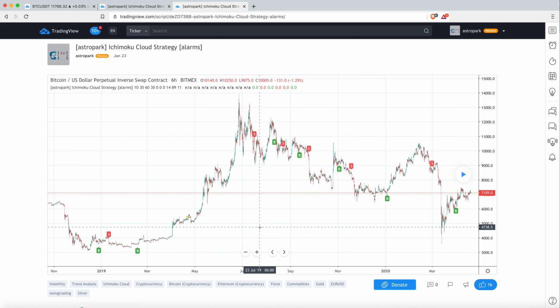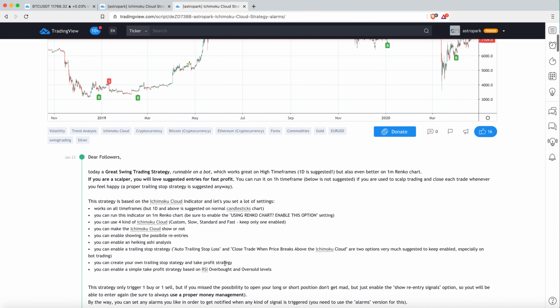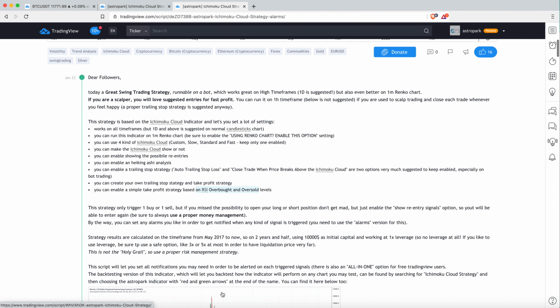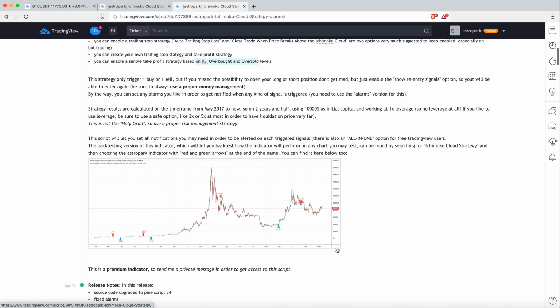It has a lot, really a lot of options. You can change the Ichimoku cloud settings. You can decide to show or hide the Ichimoku cloud, show entries, set up a trailing stop. There is an automatic one, or you can choose also a percentage or a fixed trailing stop, for example. You can show some take profit based on the simple strategy of RSI overbought and oversold, etc. etc.